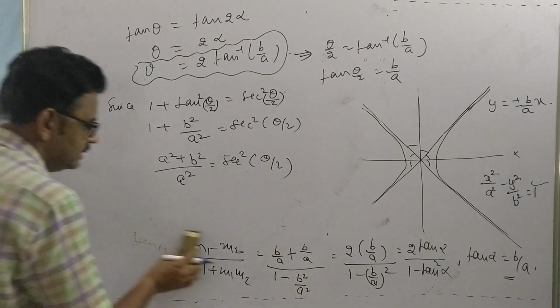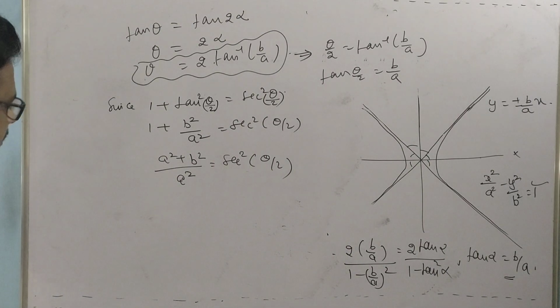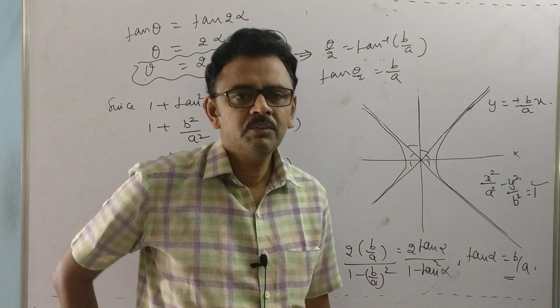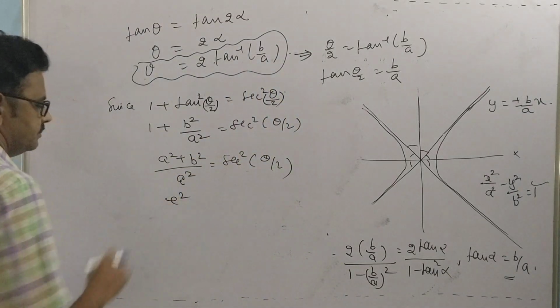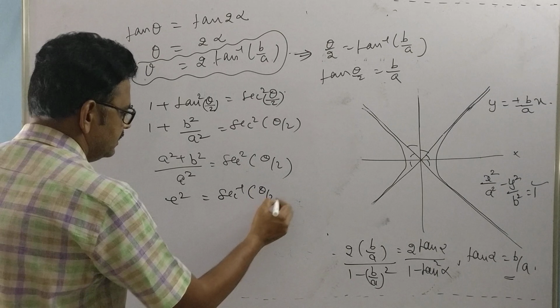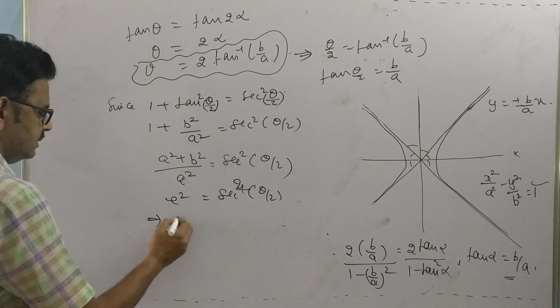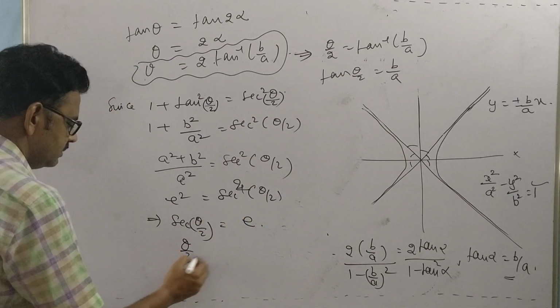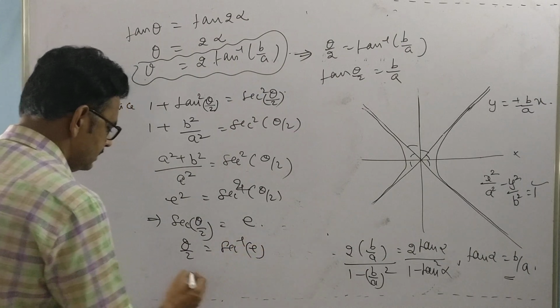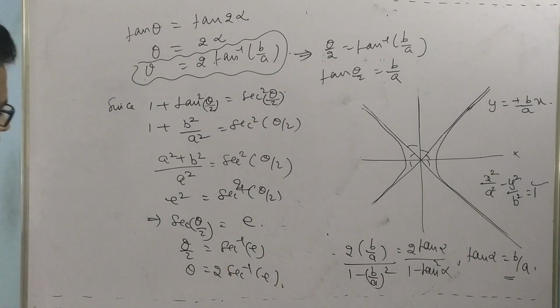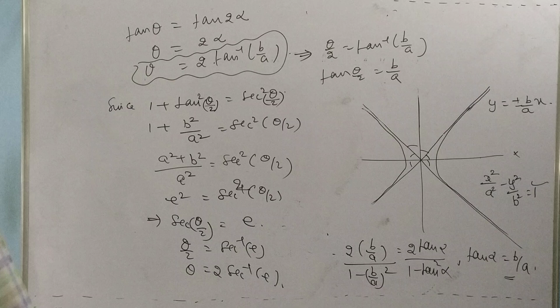So this is equal to e square, where e is equal to root of a square plus b square by a square. So secant theta by 2 is equal to e. Theta by 2 is equal to secant inverse e. Theta is equal to 2 secant inverse e. So the angle between the asymptotes is 2 tan inverse of b by a or 2 secant inverse e.